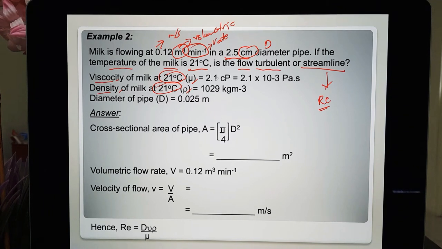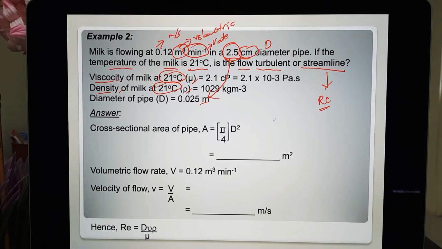The viscosity is 2.1 centipoise, or it can be regarded as 2.1 times 10 to the power of negative 3 Pascal second. And the density is 1029 kilogram per meter cubed. The pipe diameter is 2.5 centimeters, so it is converted to meters and becomes 0.025 meter. Okay, so how do we want to answer this question?